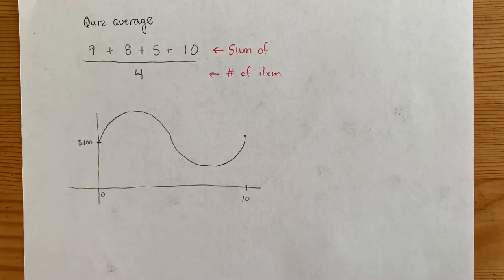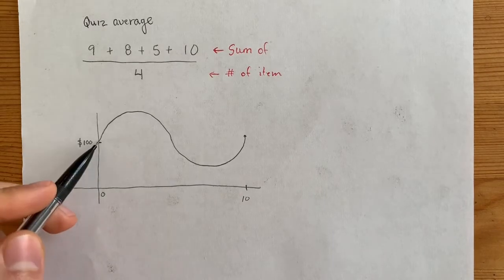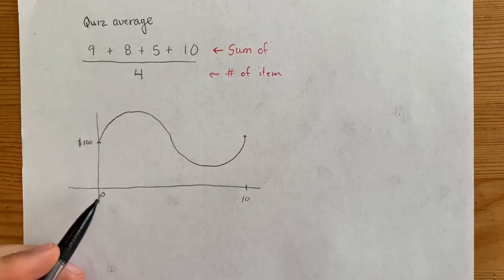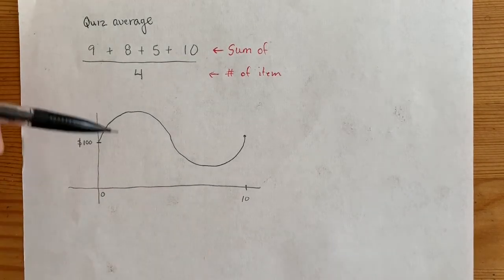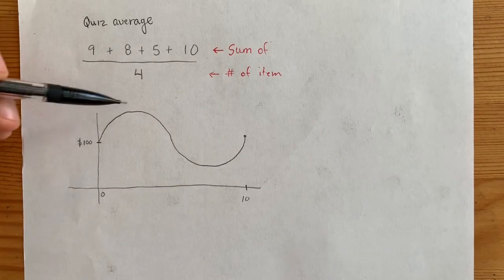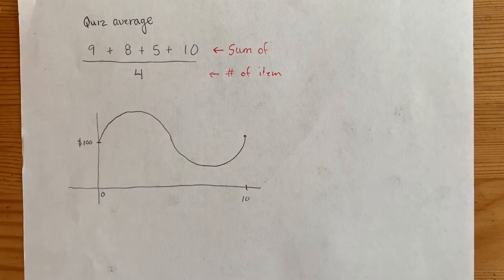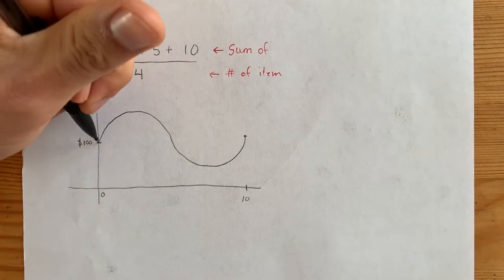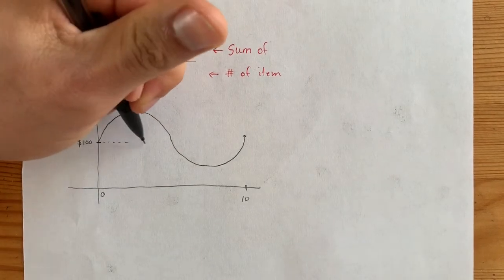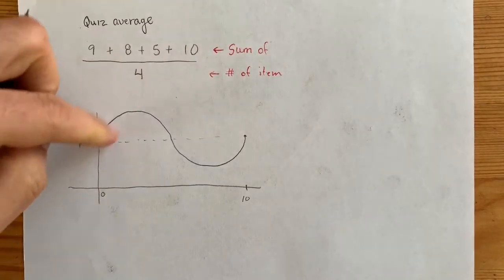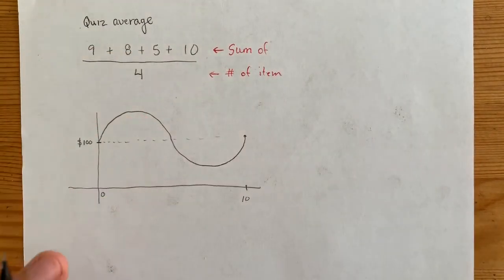If I was to ask you what's the average value of the stock price from time 0 to time 10, what do you think the average price would be after all these ups and downs? I think your guess most likely would be the average is 100. It's gone above 100 and below 100 equally.